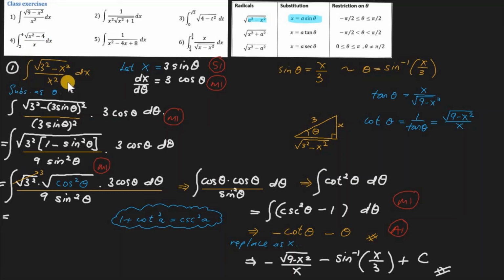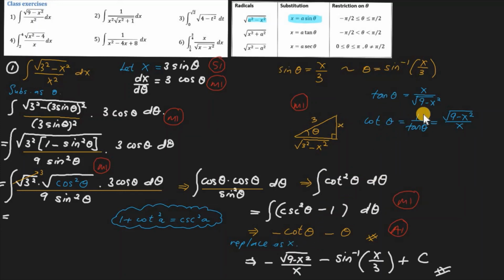But our variable here is in terms of x. So we need to replace the theta as x. In order to do that, we need to use the Pythagoras theorem and the definitions of your trigonometry. Sine theta is opposite on hypotenuse. And then the adjacent side, we use the Pythagoras theorem. Square root of 3 square minus x square. So you have to have that. Make sure you show it. And then only we are able to read cotangent.